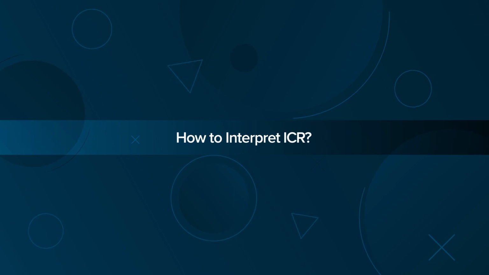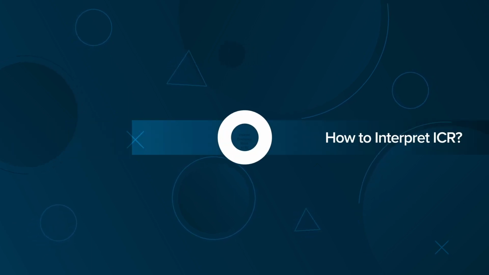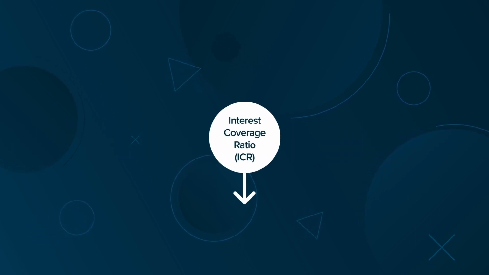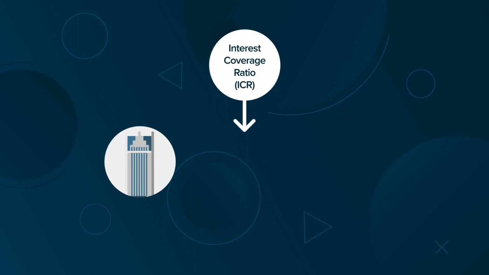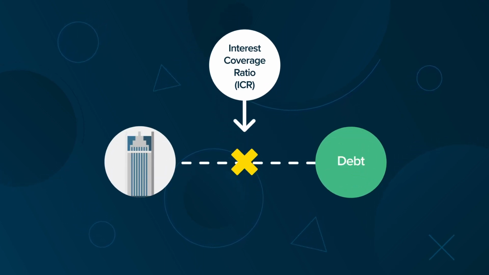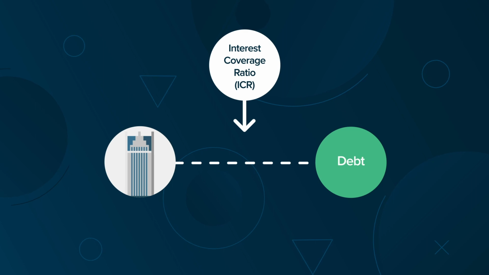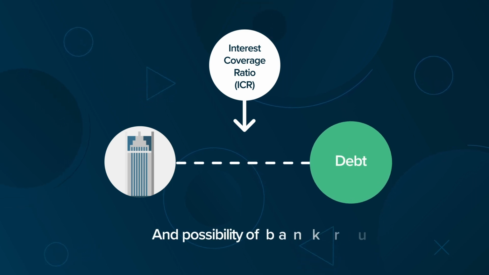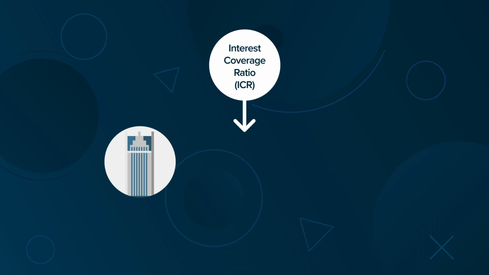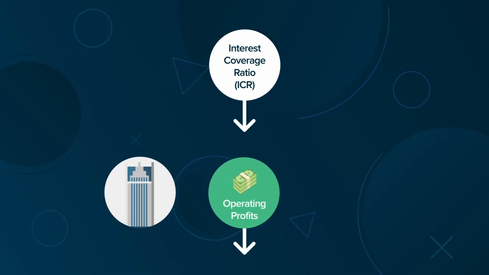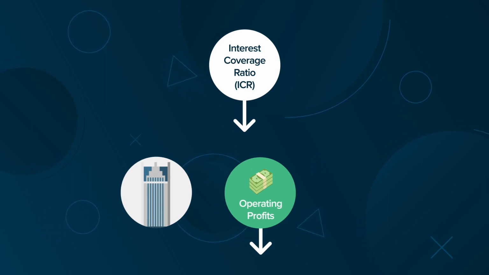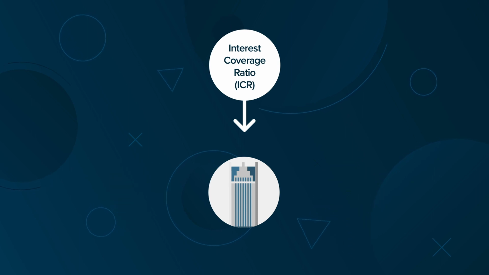How to interpret ICR. A declining interest coverage ratio is an indication that a company may be unable to meet its debt obligations in the future. The lower the interest coverage ratio, the greater the company's debt and possibility of bankruptcy. Intuitively, a lower ratio indicates that less operating profit is available to meet interest payments, and that the company is more vulnerable to volatile interest rates.